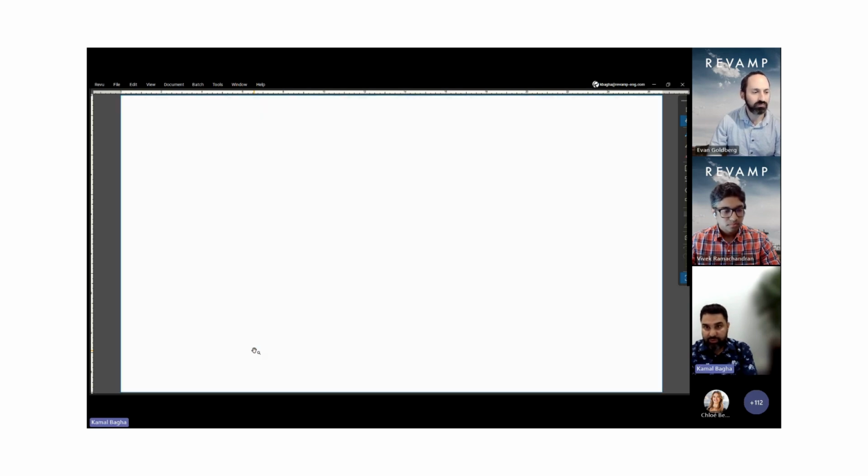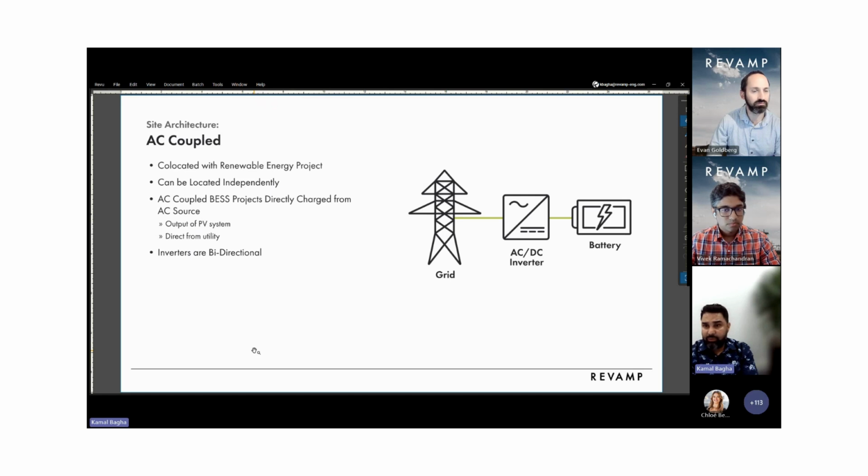So, site architecture. When it comes to BESS projects, there are two different types of architecture: AC coupled and DC coupled. Primarily, our focus today is going to be on AC coupled. AC coupled projects can be co-located with a renewable energy project, which we typically call hybrid projects, or they can be located independently.